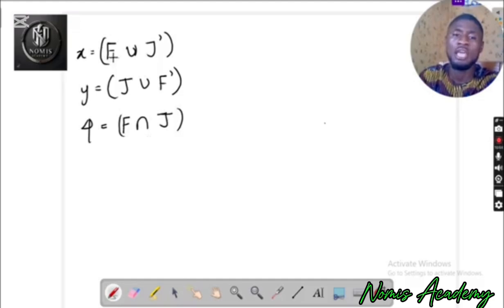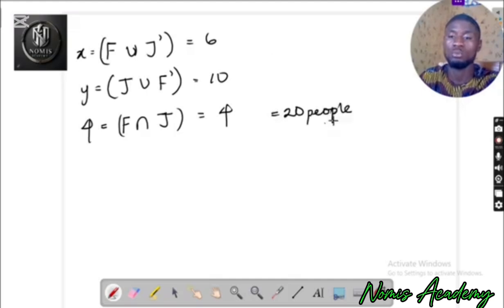So that means f union j complement is equal to 6, j union f complement is equal to 10, and f intersect j is equal to 4, and that gives us the totality of what we are looking for. So that is just 20. So there are just 20 people involved in the competition.